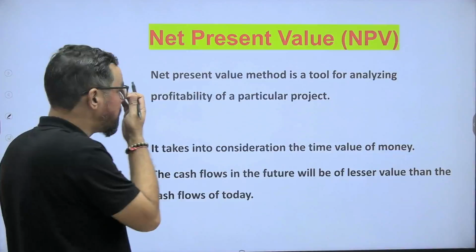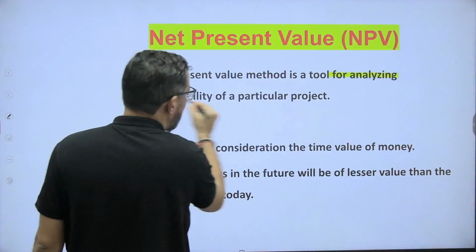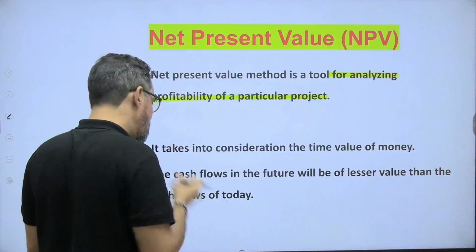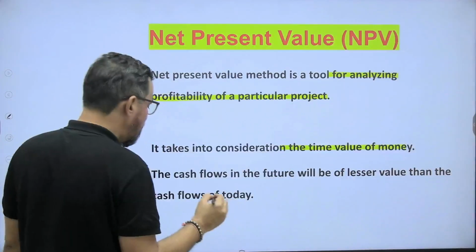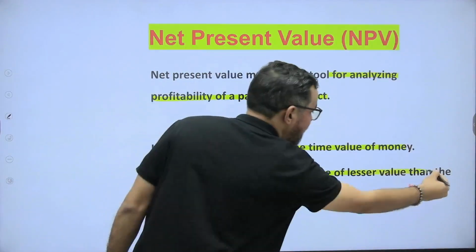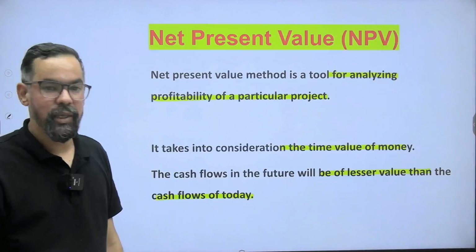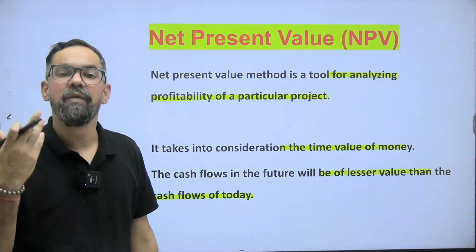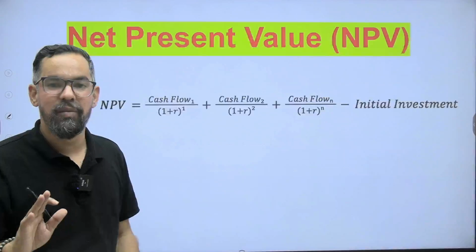So the net present value method is a tool for analyzing the profitability of a particular project. It takes into consideration the time value of money. The cash flow in future will be of lesser value than the cash flow today. So that is called time value of money. And how do we adjust for this? With the discount rate. That discount rate will be given. So you just have to remember that formula.